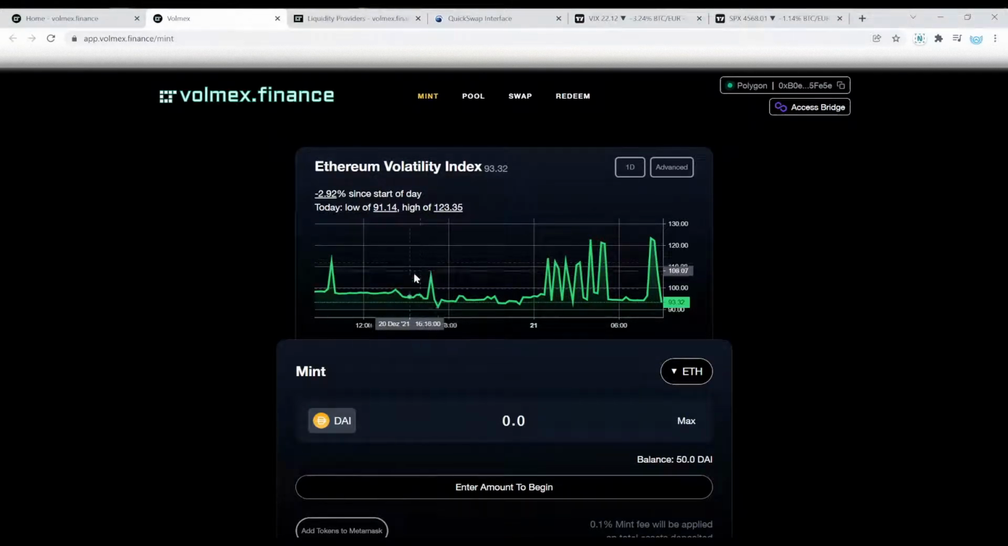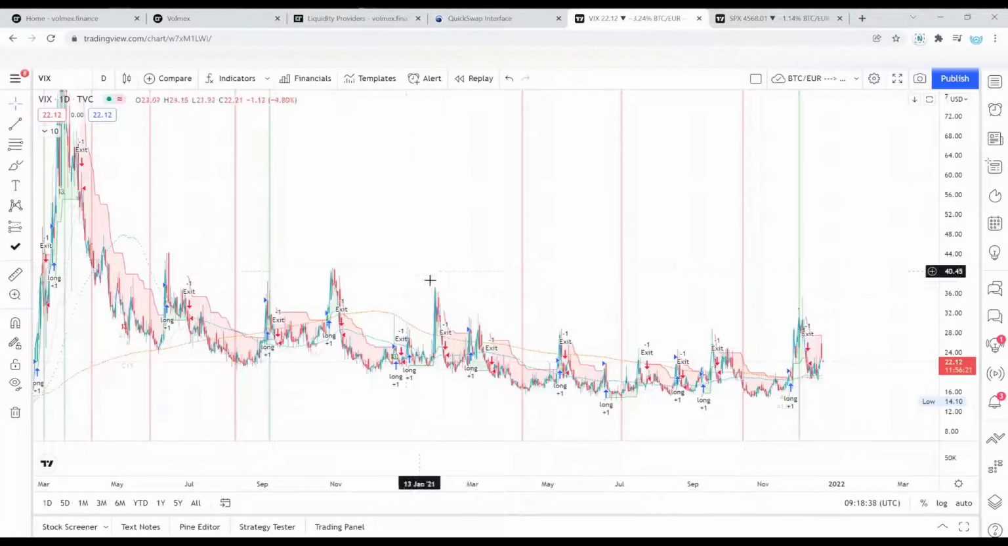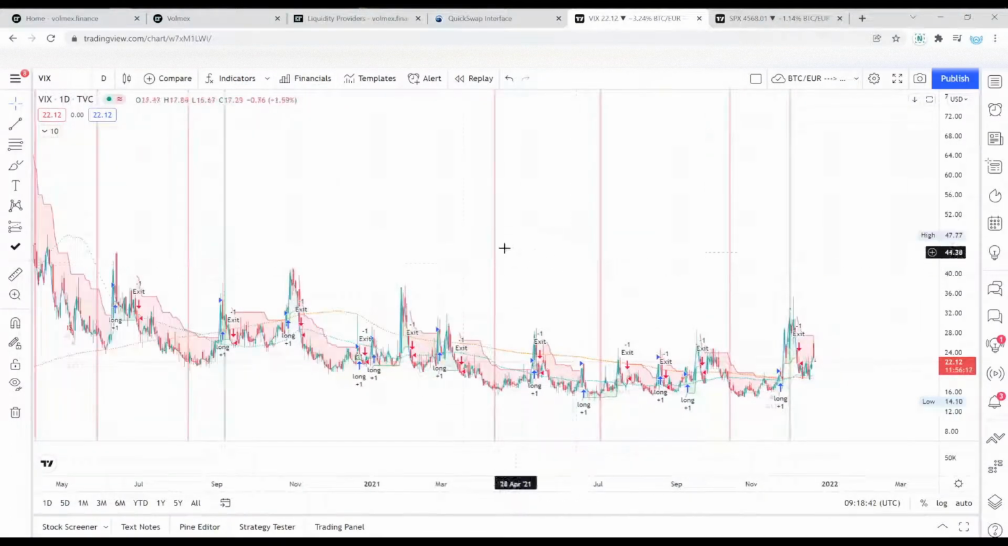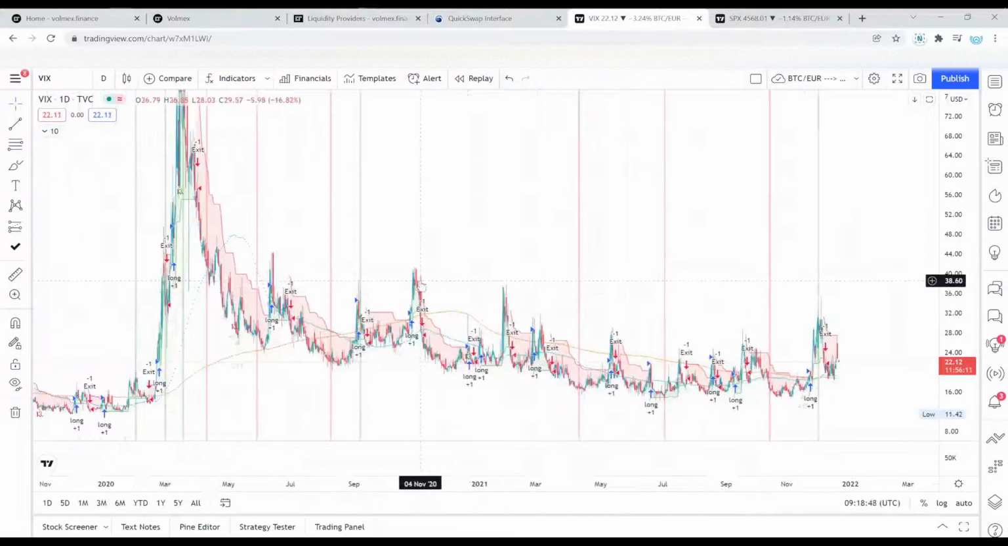Okay, let's start. What is volatility actually? If you're familiar with the stock market, then I'm pretty sure you have heard about the VIX index, the volatility index, which is measuring the volatility, so basically the movement up and down of the stock market.